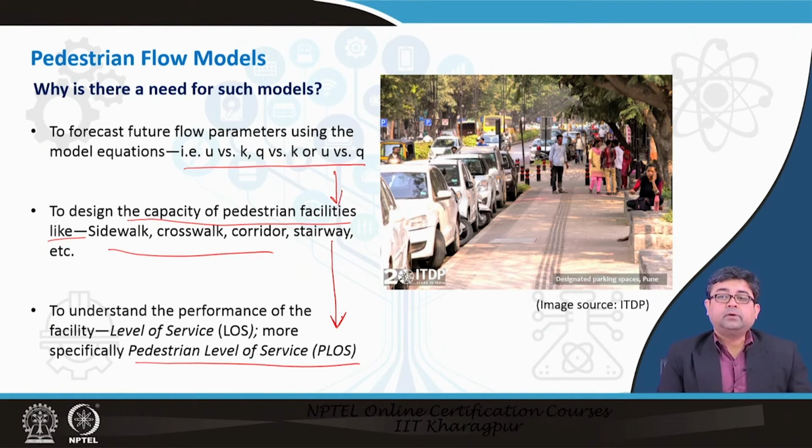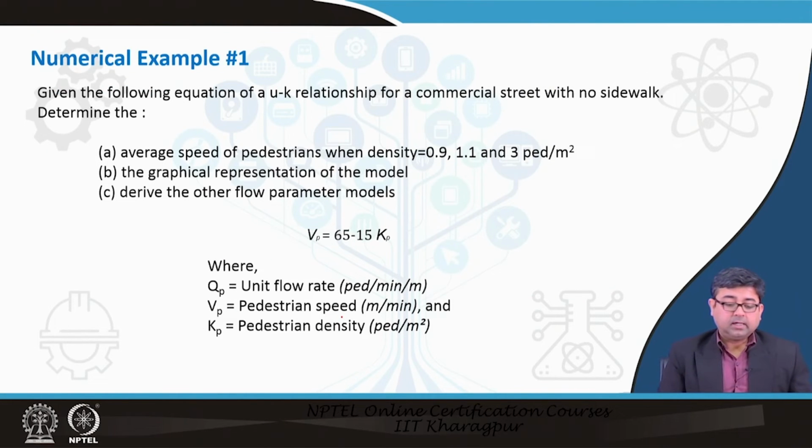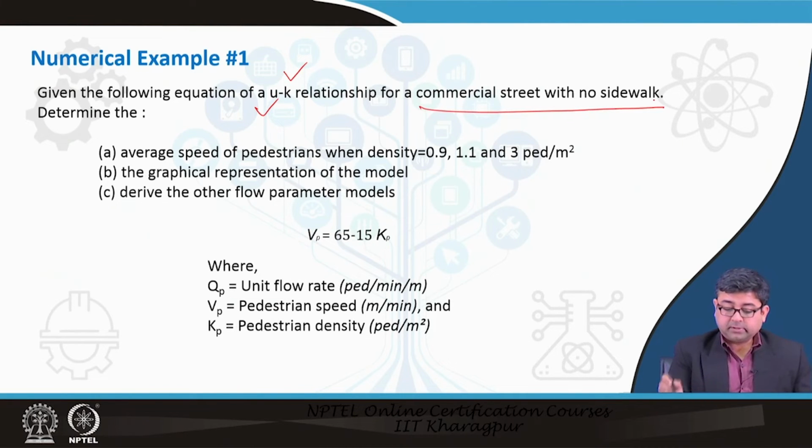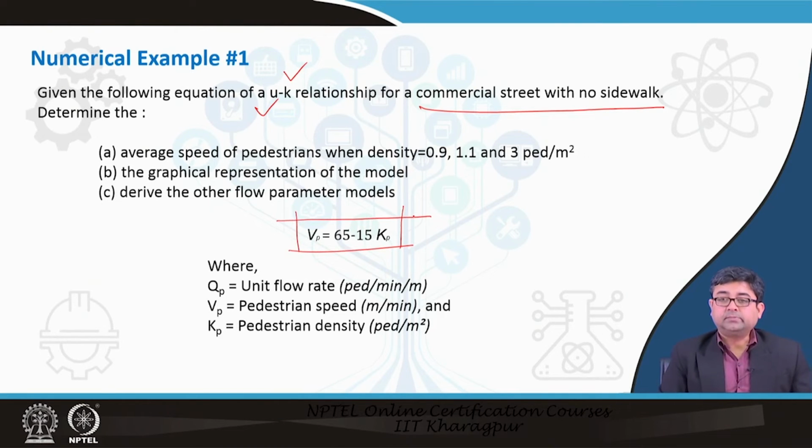Hence, it is very important that you know about these models. Now, quickly again let us take you through an example of this model and how to solve it. Given is a speed and density relationship along a commercial street with no sidewalk. They have no sidewalk facility, but we have observed that the people who are walking can be modeled using this relationship.